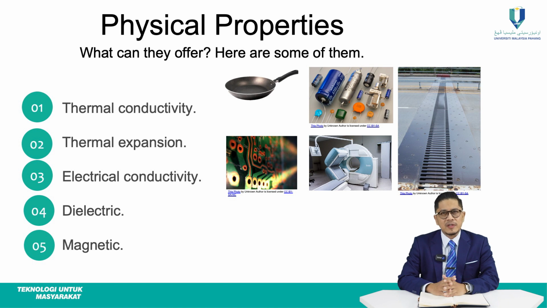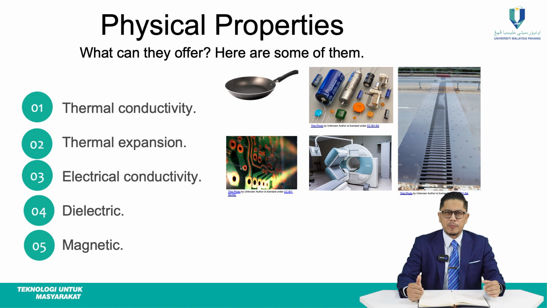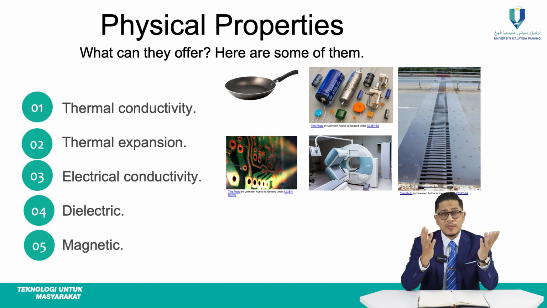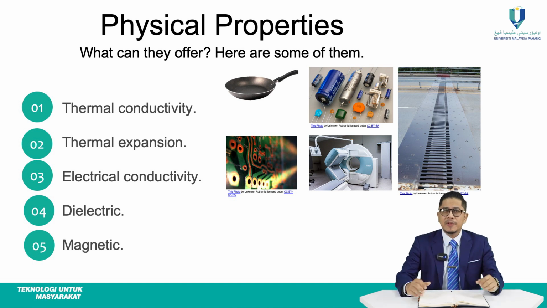Materials with a high coefficient of thermal expansion like metals are used in applications where thermal expansion is desired, such as in the construction of bridges and buildings, where expansion joints are needed to accommodate changes in temperature. Another important physical property is electrical conductivity. This property describes how well a material conducts electricity. Materials with high electrical conductivity such as copper and aluminum are used in electrical wiring and circuitry. Materials with low electrical conductivity like rubber and glass are used as insulators.